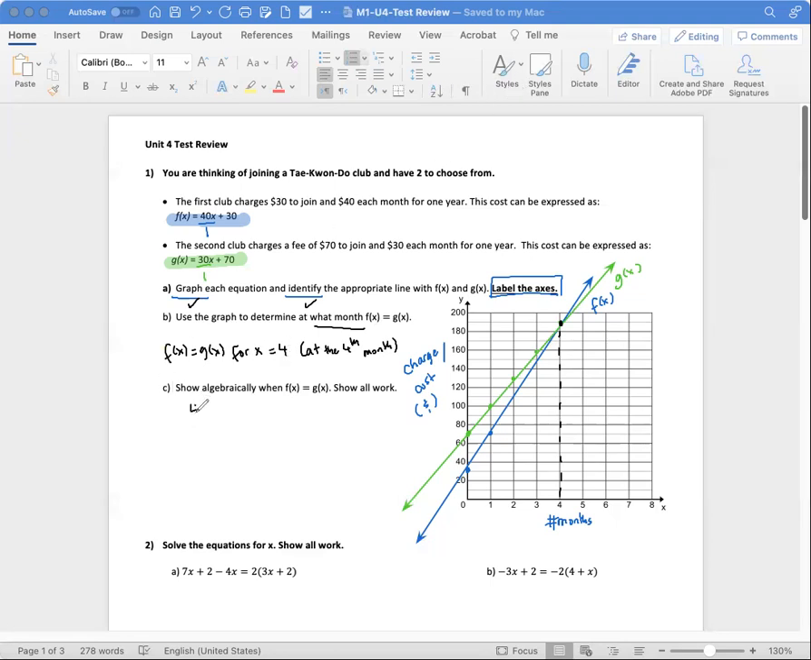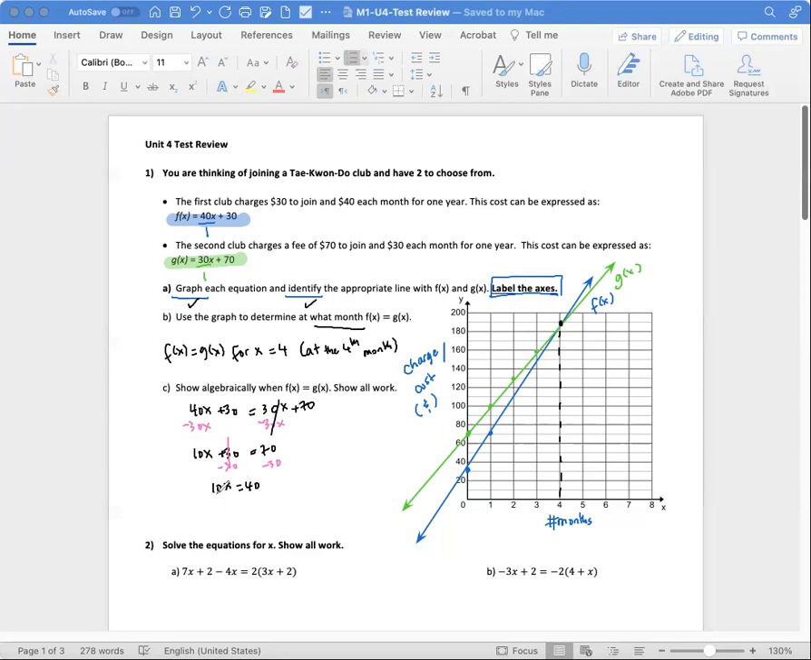So we're going to set f of x, which is 40x plus 30, to be equal to 30x plus 70 and solve. So first things first, we're going to subtract 30x from both sides. Again, I prefer to have the positive amount of x's on the left. So here I subtract 30x, and this will give me 10x plus 30 equals 70, because the 30x is gone from here. And then the second step is to subtract 30 from both sides. And this will cancel the 30 from this side and will give us 10x equals 40.